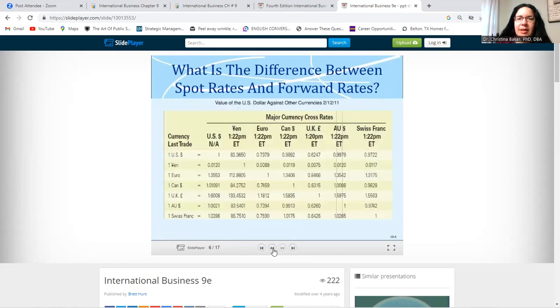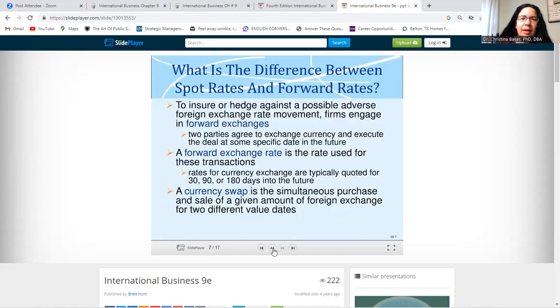What's the difference between spot rates and forward rates? To ensure a hedge against possible adverse foreign exchange rate movements, firms engage in forward exchanges. Two parties agree to exchange currency and execute the deal at some specific date in the future. A forward exchange rate is the rate used for these transactions. Rates for currency exchange are typically quoted for 30, 90, or 180 days in the future. A currency swap is the simultaneous purchase and sale of a given amount of foreign exchange for different value dates.